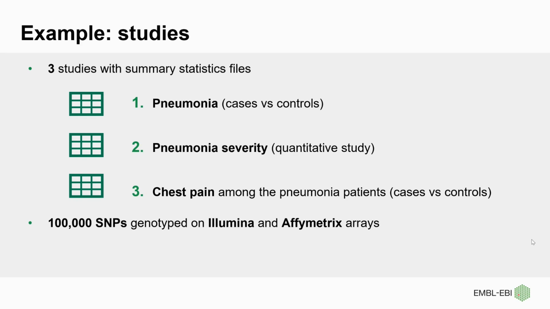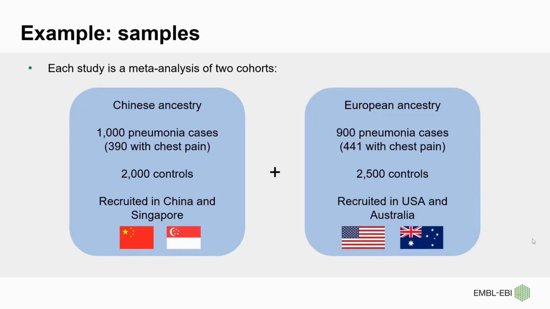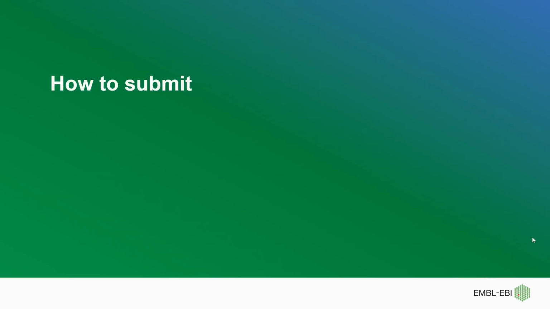And each study might contain 100,000 SNPs genotyped on Illumina and Affymetrix arrays. And each study could be a meta-analysis of 2 different cohorts. So we might have one of Chinese ancestry with a certain number of cases and controls, which were recruited in both China and Singapore. And that could be meta-analyzed with another cohort of European ancestry with a certain number of cases and controls recruited in the USA and Australia. And I'll use these details to illustrate some of the steps in the next section.